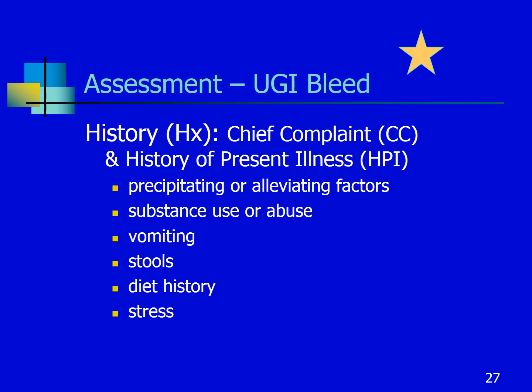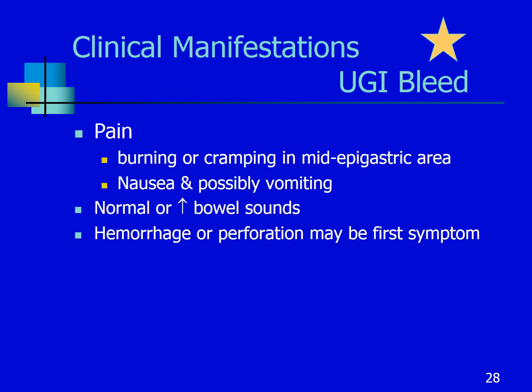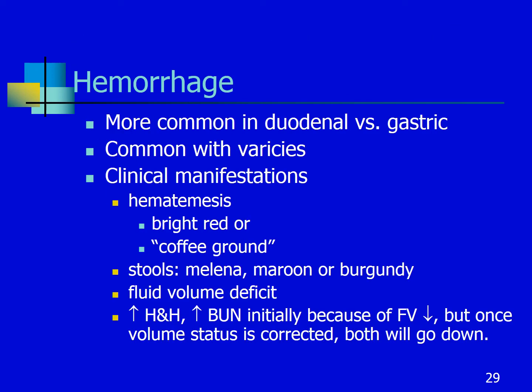Next slide. All right, so clinical manifestation of upper GI bleed. Usually there's burning or cramping in the mid-epigastric area, there's nausea, and there's possibly vomiting. Normal or increase in bowel sounds, and hemorrhage or perforation may be the first symptom. Next slide. Hemorrhage. Common in duodenum versus the gastric ulcer, right? And it's also common with varices.